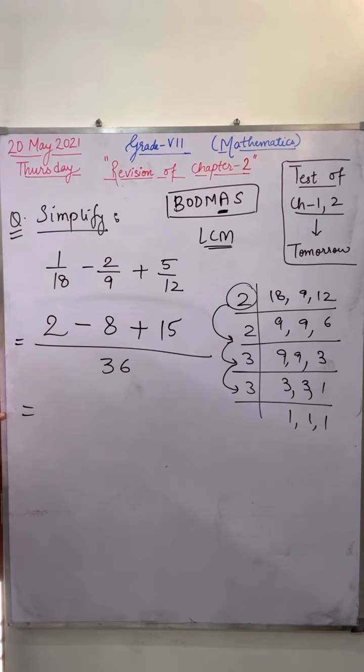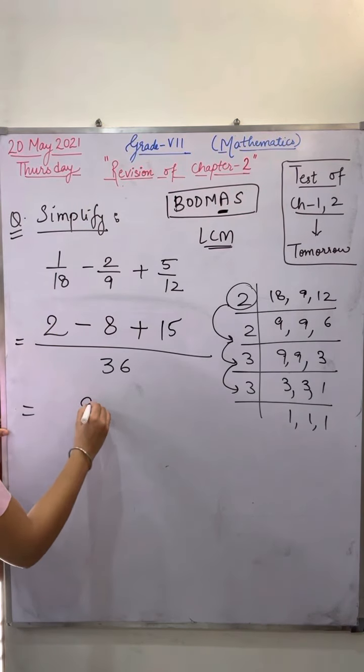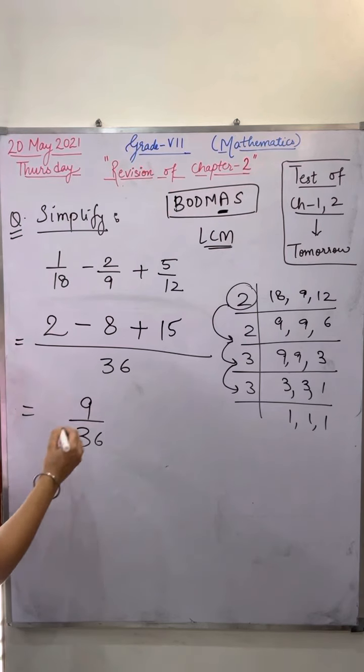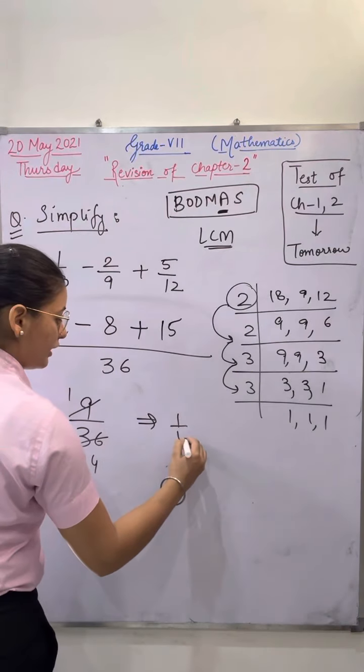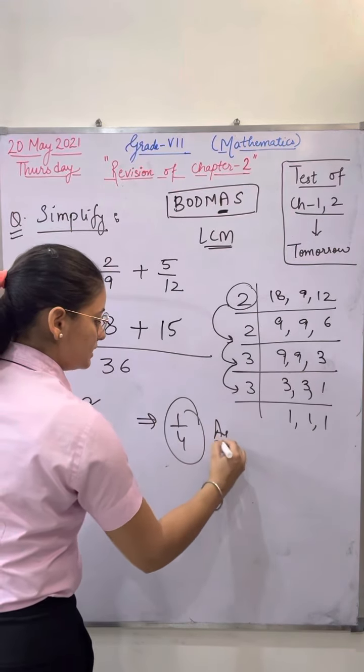17 minus 8, how much? Yes, very good, 9. 9 divided by 36. You can cancel on the 4 table, 9 1s are 9 and 9 4s are 36. So the answer will be 1 upon 4. That is your answer.